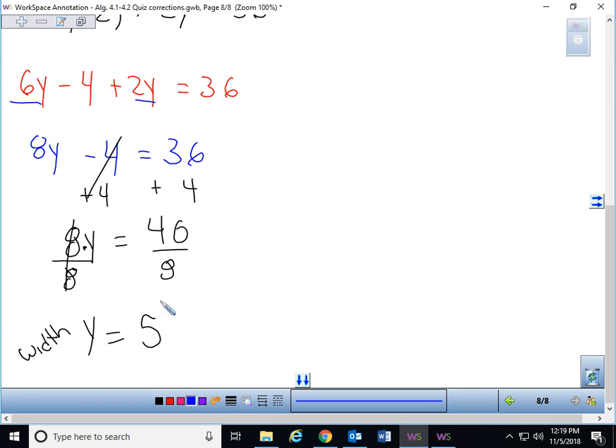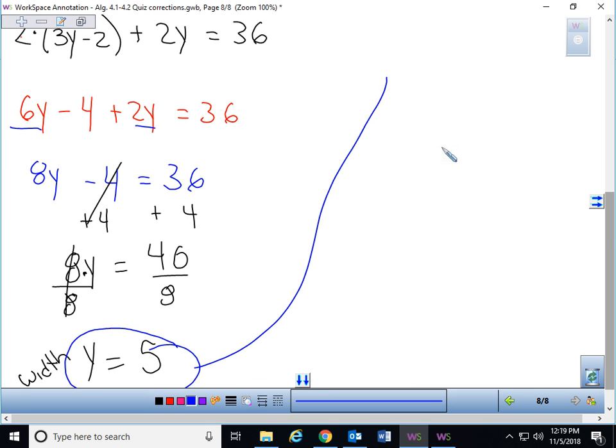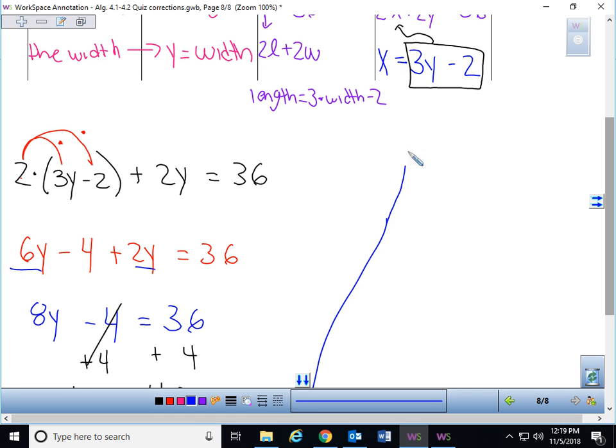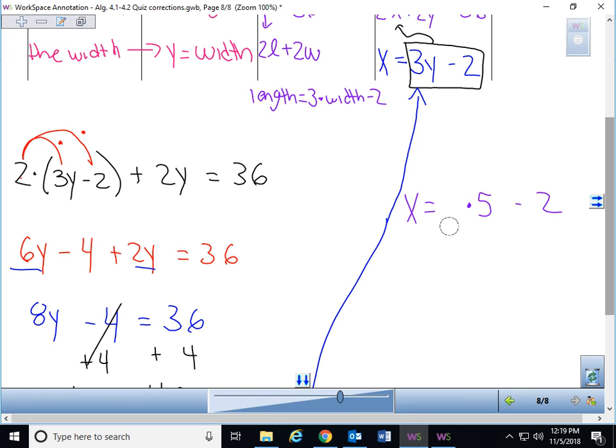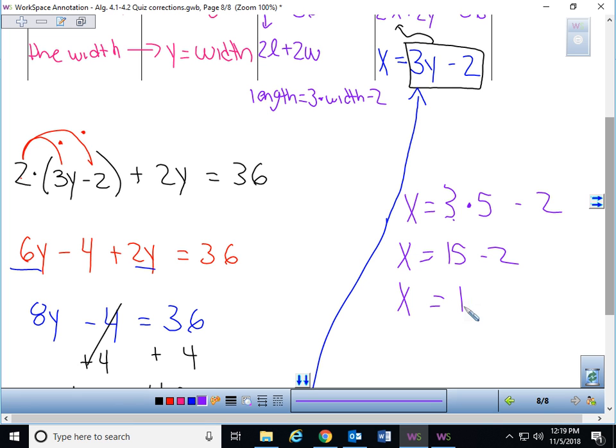But I need to find my length as well, so let's take this value I just came up with and plug it in to one of the original equations, and the easiest one is this x, because that's what I'm trying to find. It's already solved for. So I have x equals 3 times the value of our width, which is 5, minus 2. Oops, that's not a 2, that's a 3. So now I have x equals 3 times 5 is 15, minus 2. That gives me 13, or that my length is 13.